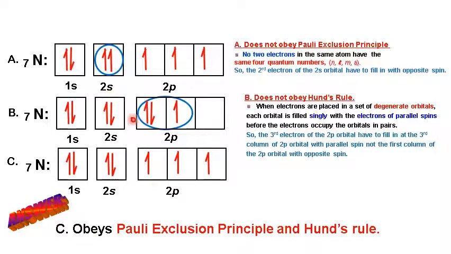Okay, how about B? Here it does not obey Hund's rule. So you define what Hund's rule is and then say the 3rd electron of the 2p orbital has to fill in at the 3rd column of the 2p orbital with parallel spin, not the 1st column of the 2p orbital with opposite spin. Option C, yes, obeys Pauli, opposite spin, and then obeys Hund's rule: singly fill the degenerate orbitals before pairing up.